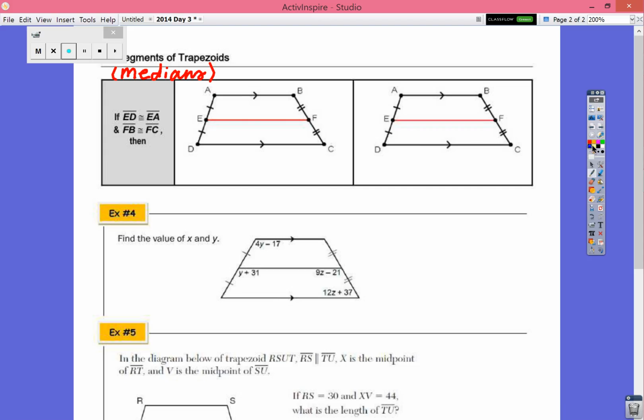So again, given in the gray box there, it says if segment ED is congruent to segment EA and segment FB is congruent to segment FC. So just again stating that E is the midpoint of AD and F is the midpoint of BC. If they're both midpoints of, again, the two non-parallel sides, then I know that EF is parallel to DC and it's also parallel to AB.